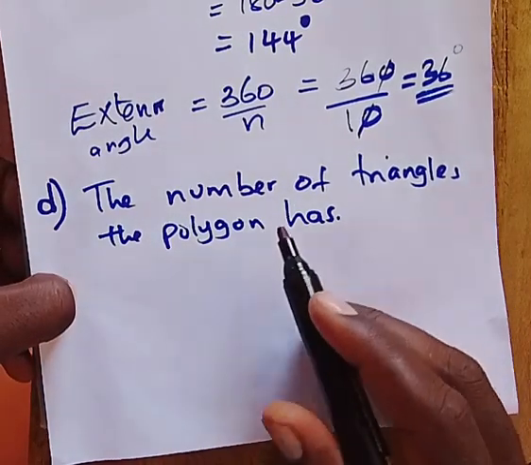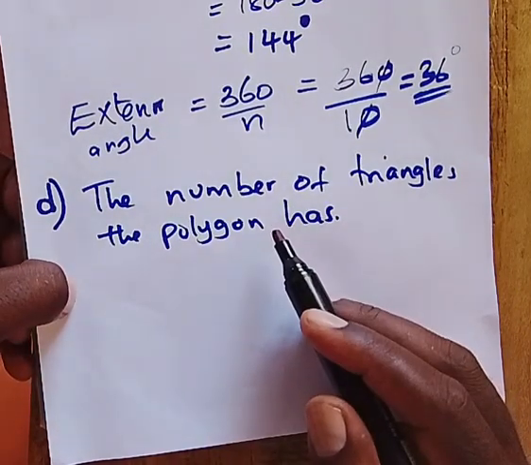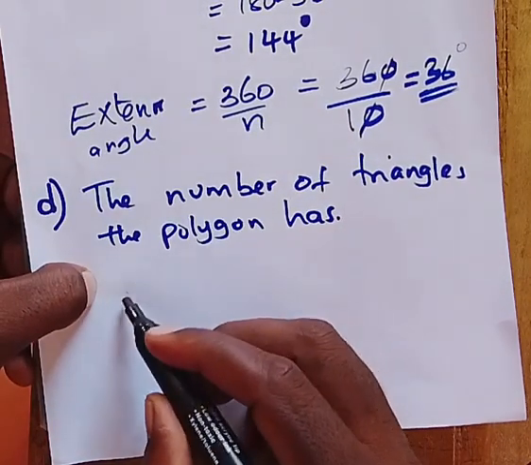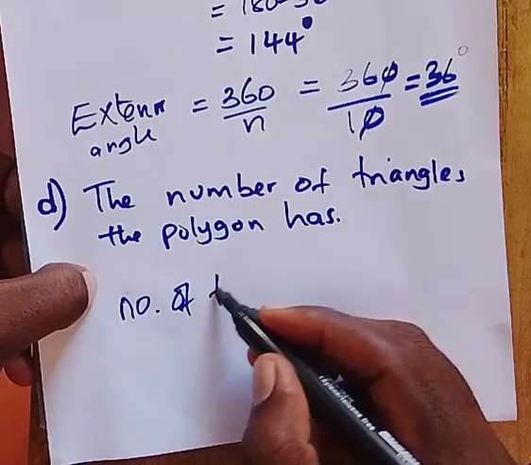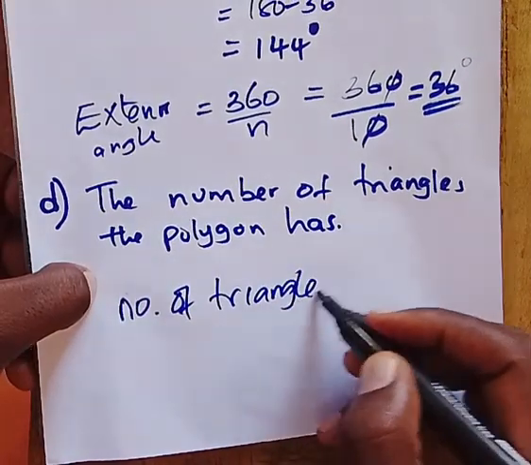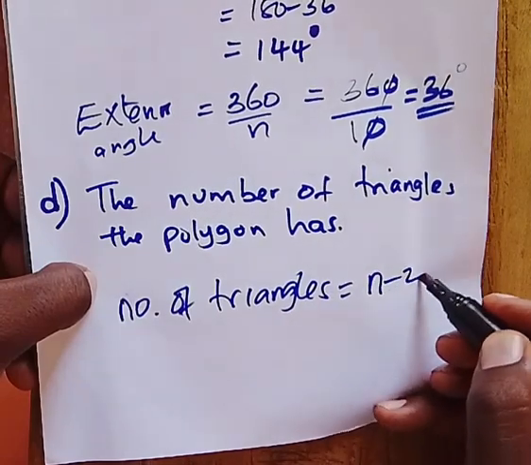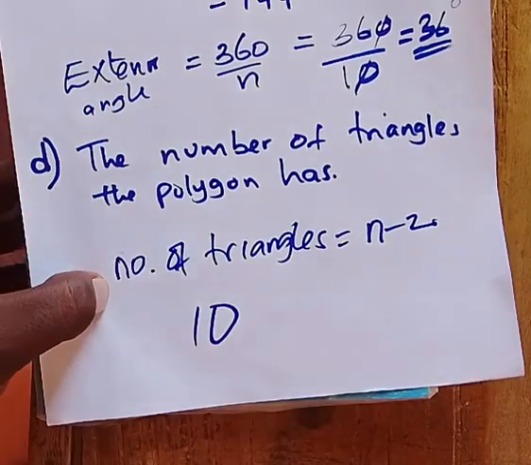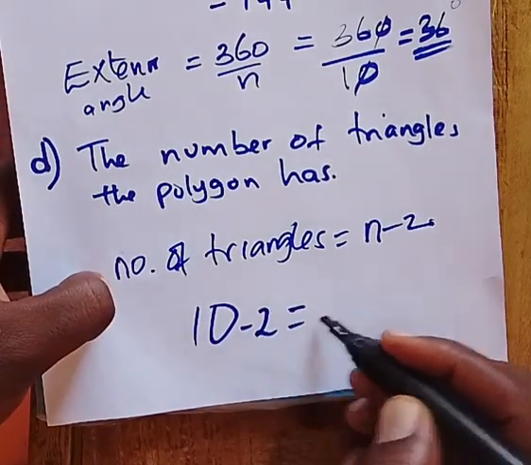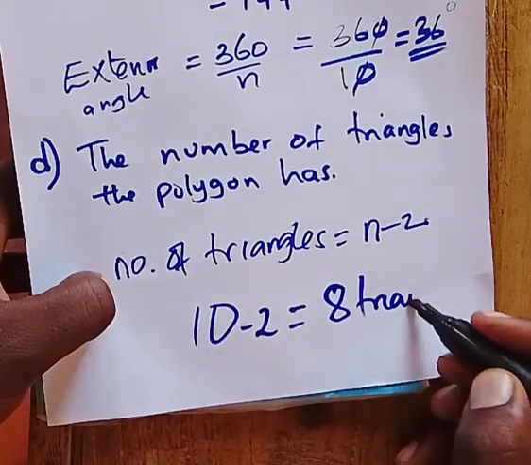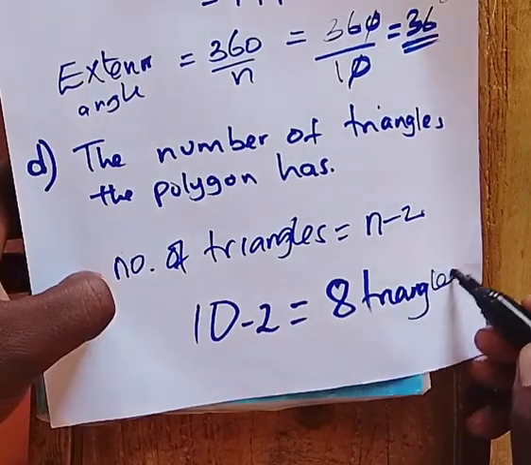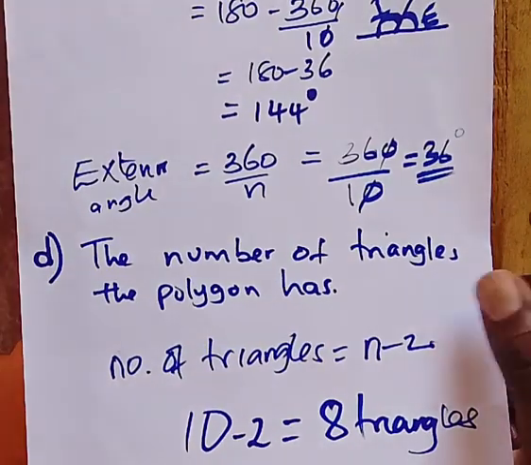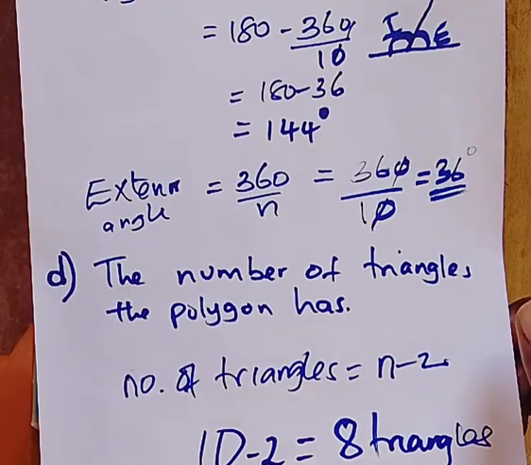Now, part D of the question is the number of triangles the polygon has. You all know that the number of triangles is given by n minus 2, where n is the number of sides. So our polygon has 10 sides. You subtract 2, you get 8 triangles. So that is all about that example 1.